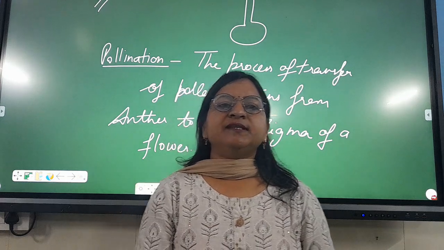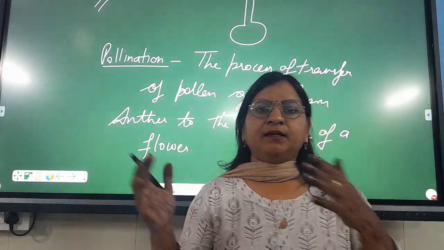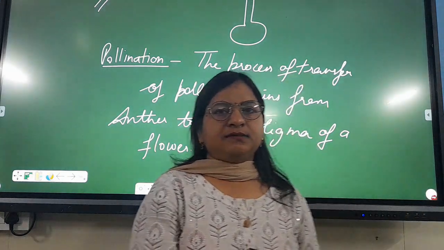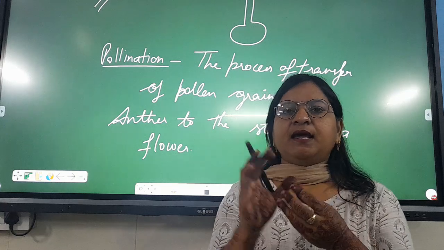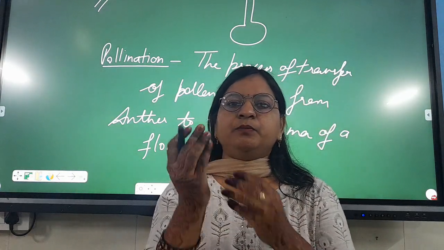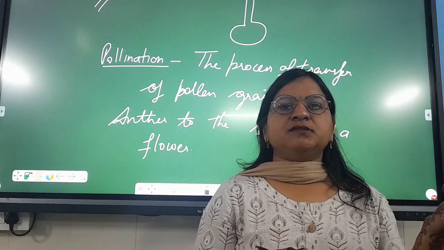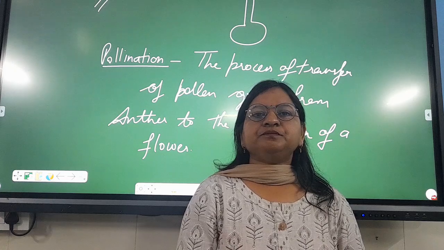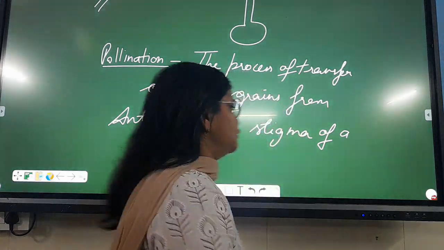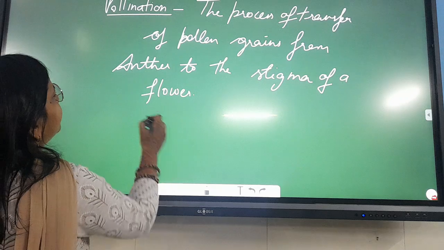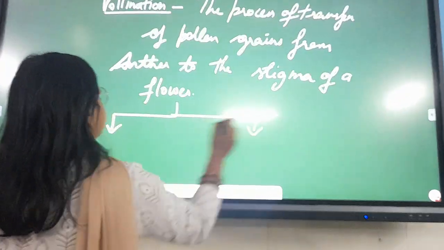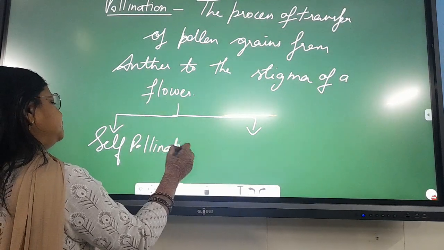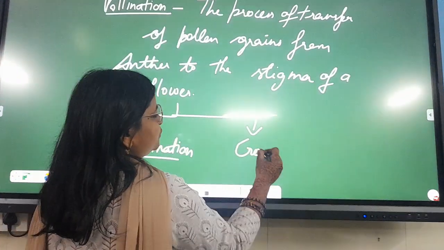Here the pollen grains are transferred by different agencies, like air can take them, or water can float them in water plants. Sometimes we also touch the flower and the pollen grains get transferred by us from our fingers to the stigma of the flower. It can happen in one flower and in different flowers also. So on the basis of that, pollination is of two types: self-pollination and cross-pollination.